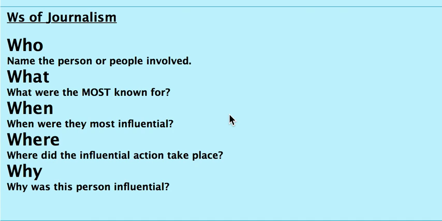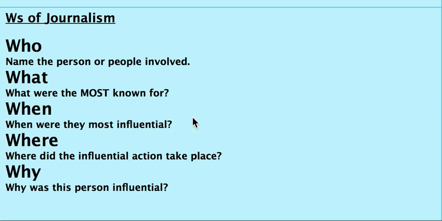So you're going to say when, and it could be a group of years. It could be decades. It could be from the 50s to the 60s. It could be in the 80s, or it could be they were most influential while they were president from this year to that year. Or it could be they were most influential because of this event happening on this date. So it could be a bunch of different things, but it could be as broad as a selection of years.